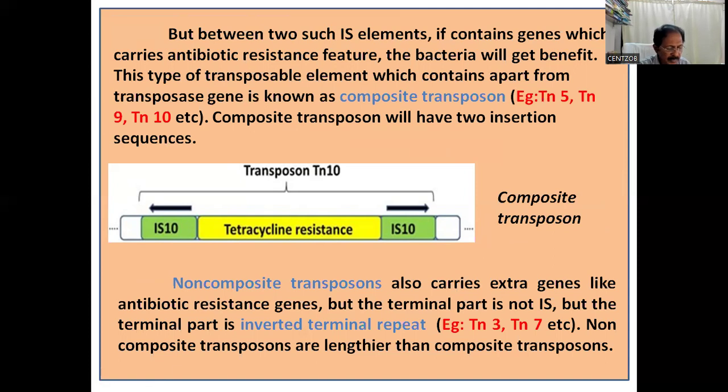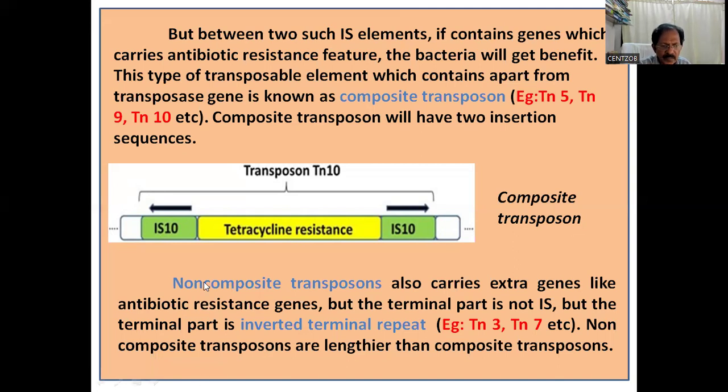Composite transposon. What is the peculiarity? Between the two such elements, if it contains genes which carry antibiotic resistance features, the bacteria will get a benefit. This type of transposable element, which contains, apart from the transposase gene, other genes, is known as a composite transposon. Composite transposon, what is the main peculiarity?